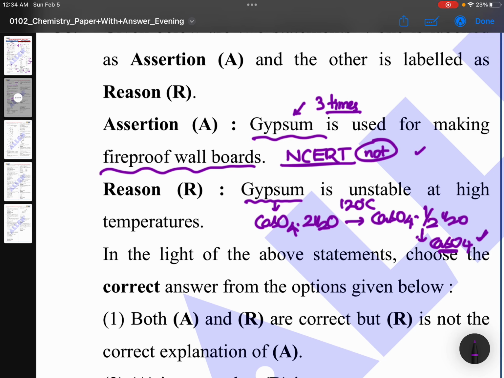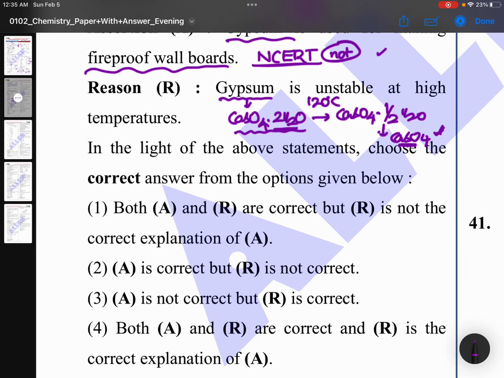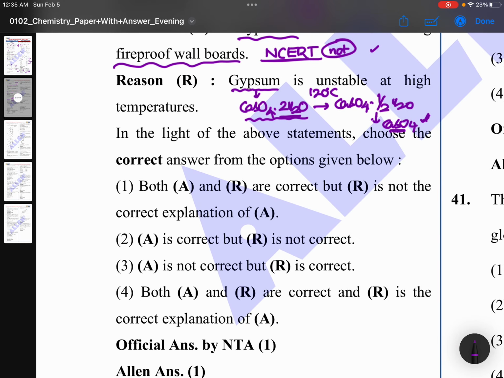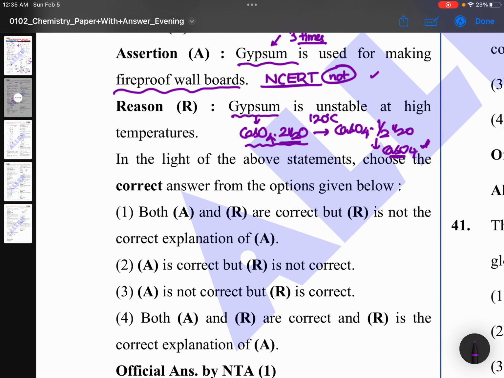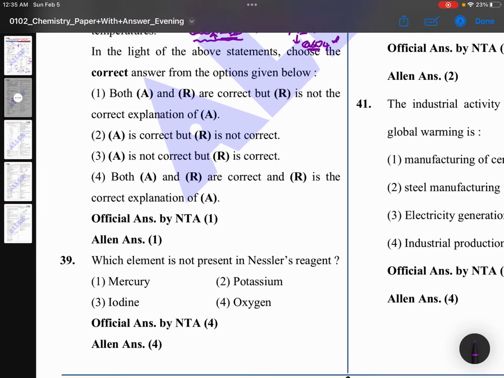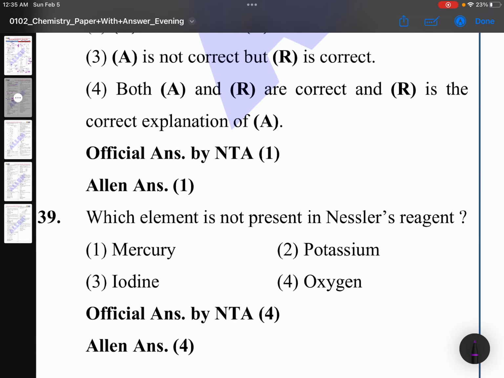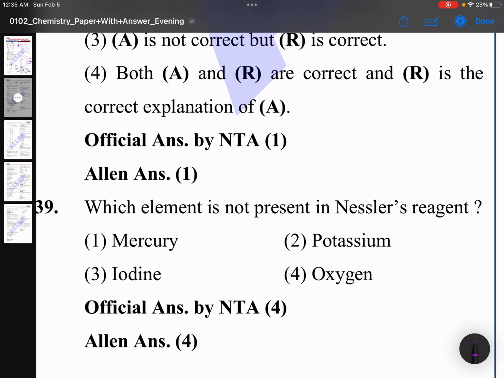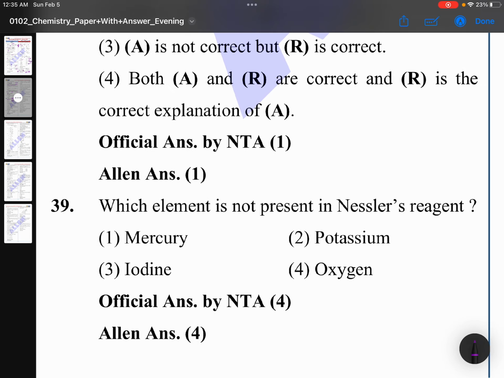But he is saying gypsum is unstable at high temperatures. Gypsum is stable only here. But gypsum, if you are taking CaSO4 2H2O, it is unstable, because it is losing water molecules. If he is saying in terms of calcium sulfate, then acceptable. Let us see what is the answer given. 1. Both A and R are correct, but not the correct explanation. This is not there in NCERT. So, I think, at least for these kind of questions, there should be some support from NTA board.